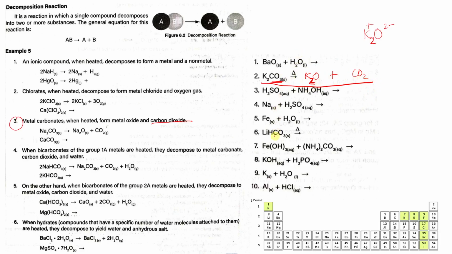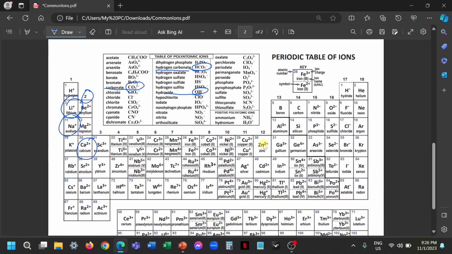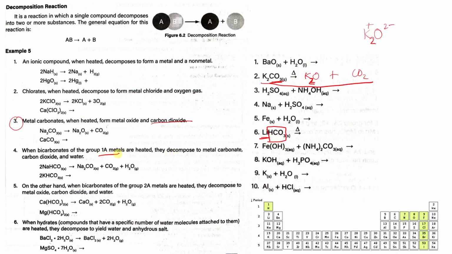The number 6, this one is this group HCO3. This one is a bicarbonate. Then lithium. Lithium is over here. So it's in group 1A. So we're looking for this rule over here. Again, the product is a metal carbonate. So the metal is lithium, then carbonate, that is CO3. Plus, again, the other products are carbon dioxide, and then water.